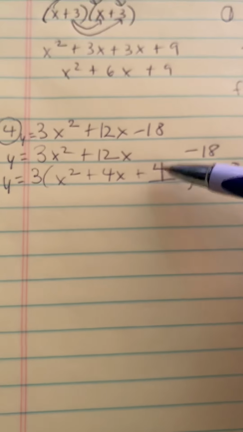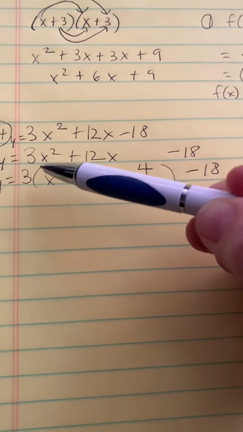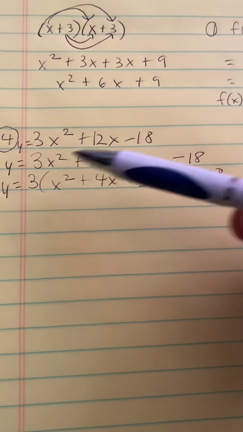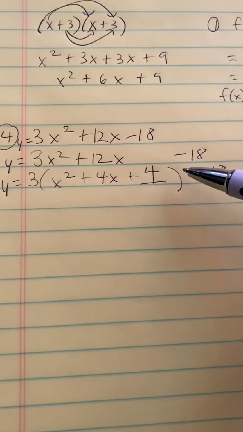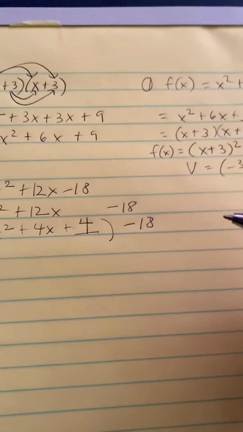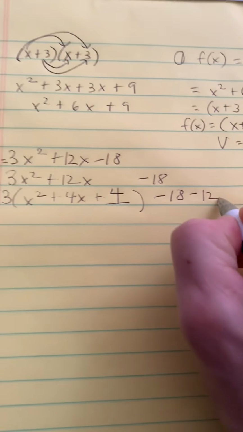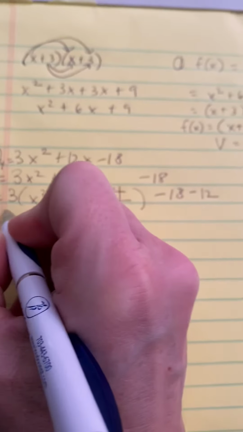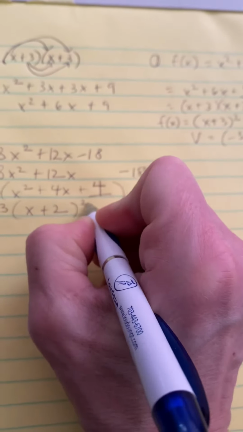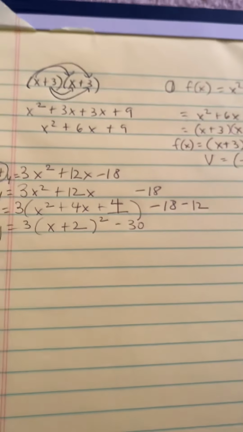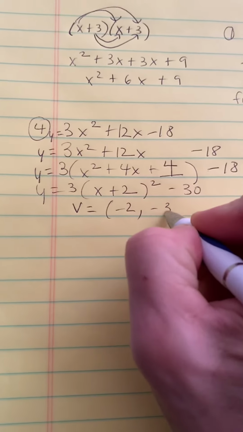Now, I have added 4 inside this parentheses, and this entire quantity is being multiplied by 3. So that's not really a 4. That's really a 4 times 3, which is a 12. I've added 12 to this side. So in order to keep this side even, like a balance or a scale, I need to also subtract 12. I added 12, now I'm going to subtract 12 on this side. Now I can complete the square here with my 3 in front: x plus 2 quantity squared, and then this is minus 30. And so then we can get the vertex, which is negative 2 and negative 30. Okay?